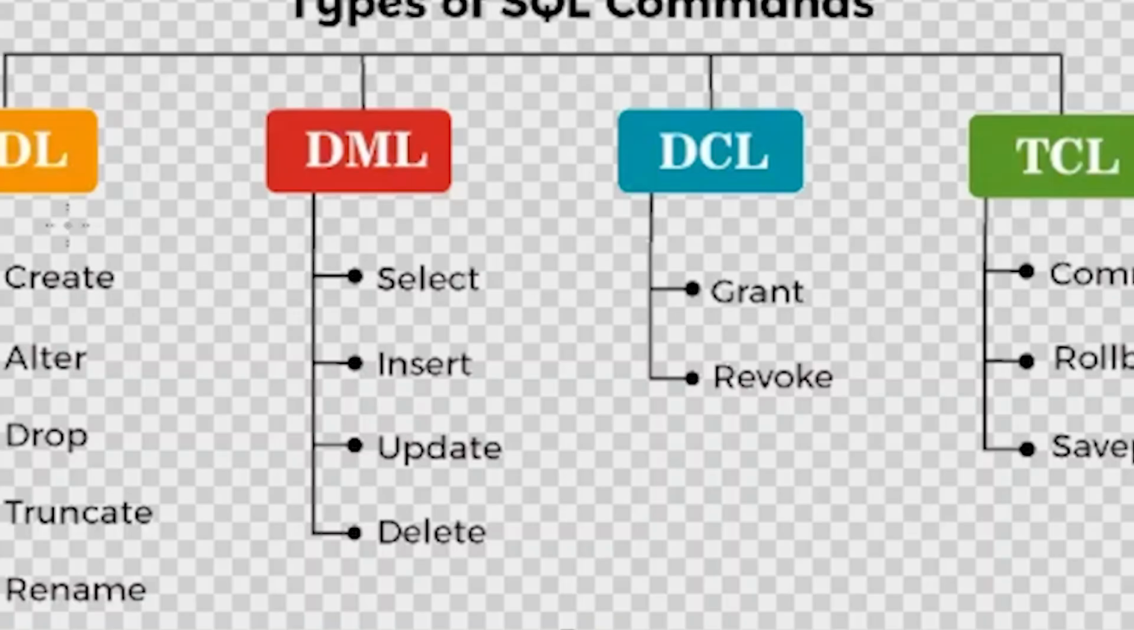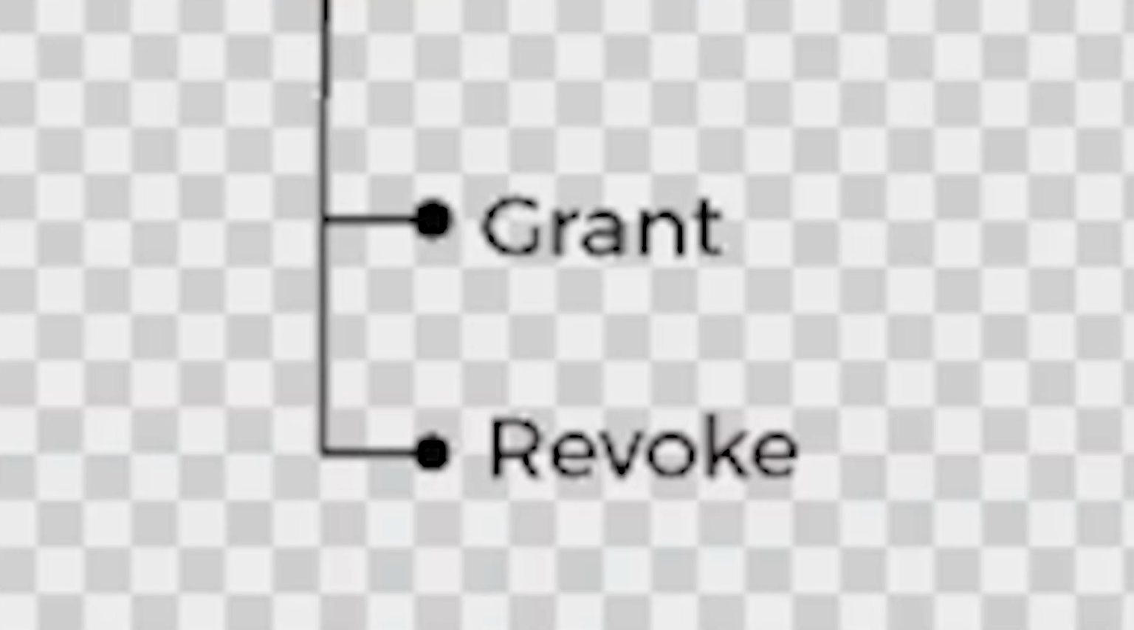Coming to DCL, data control language. Control means we can give permission to a user to do a particular operation, and we can revoke it, which means we take that permission back. We can do that by using data control language, that is DCL.